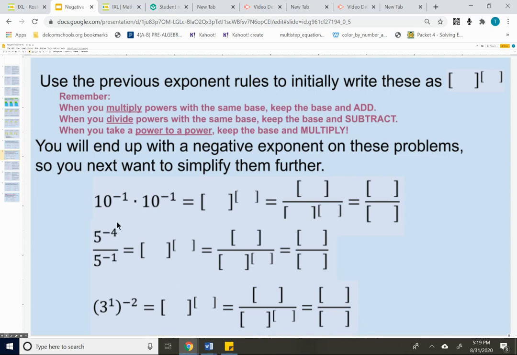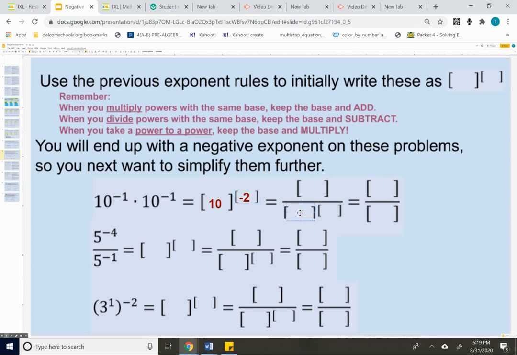Okay, first problem, 10 to the negative first power times 10 to the negative first power. Okay, it's a multiply problem. So when you multiply, you keep the base of 10, and then you add the exponents. Negative 1 plus negative 1 is negative 2. So we have 10 to the negative 2 power.